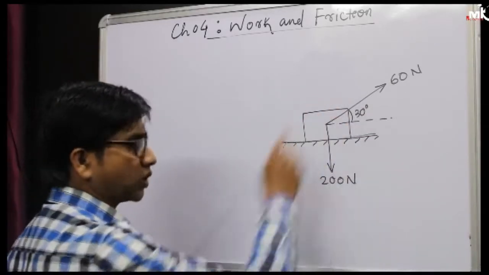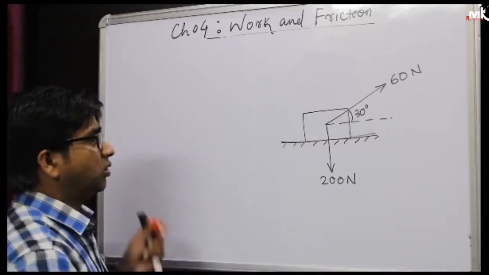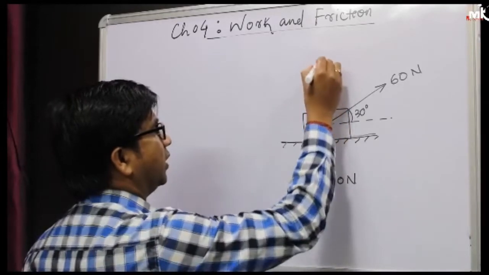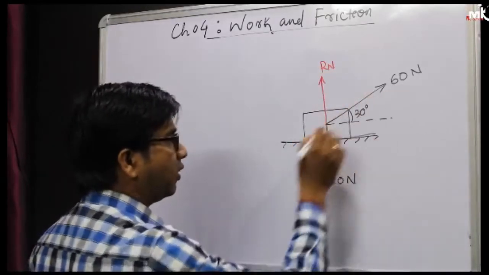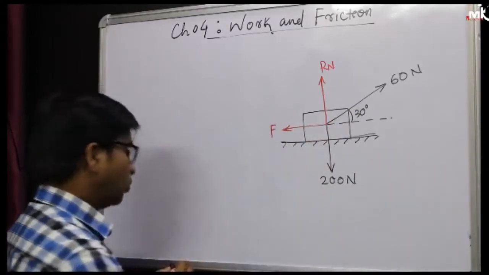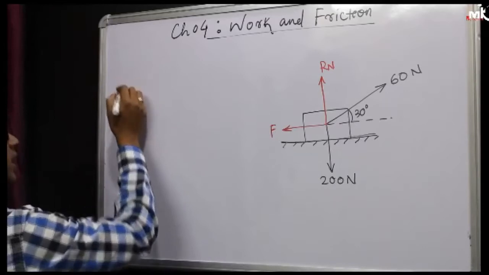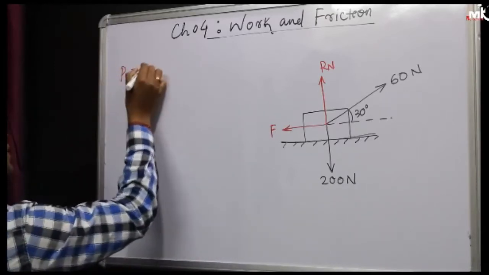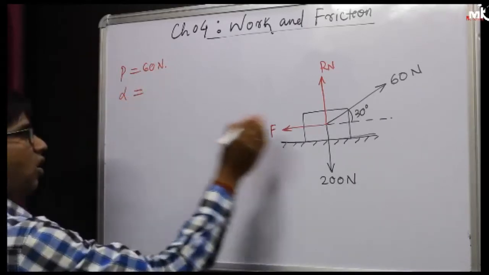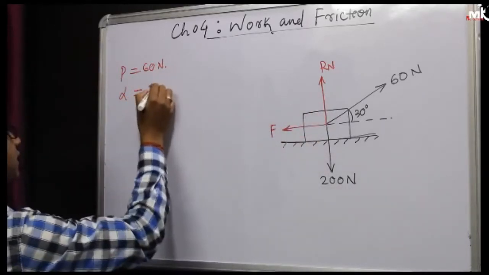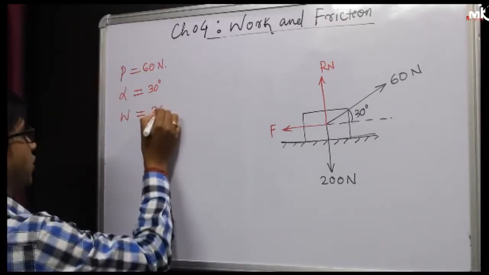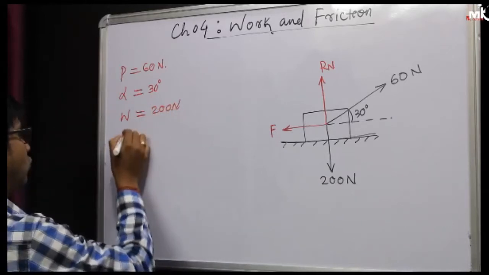So these are the two forces, and obviously your normal action will be acting vertically upward. So this is your normal action, and the body is moving to the right, so friction will be towards the left, right? So what are the given values? The applied force P equals 60 Newton, the angle of inclination of the force with the horizontal, alpha, let's say that is 30 degrees, and the weight of the body is 200 Newton. We have to find the coefficient of friction.